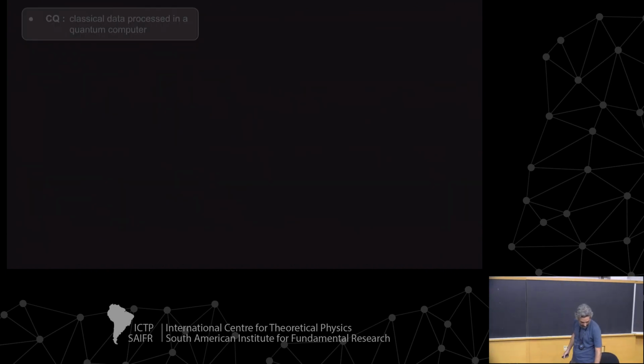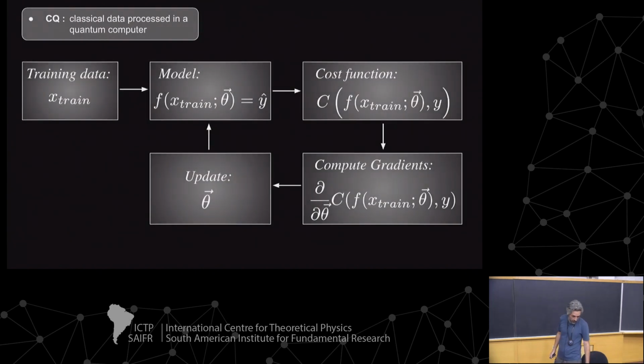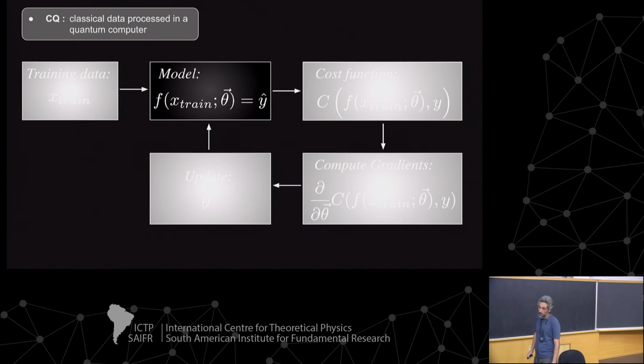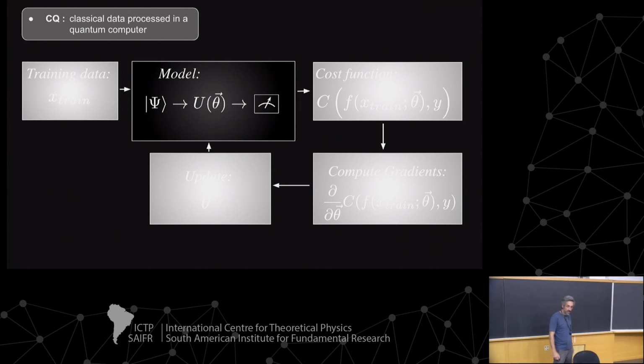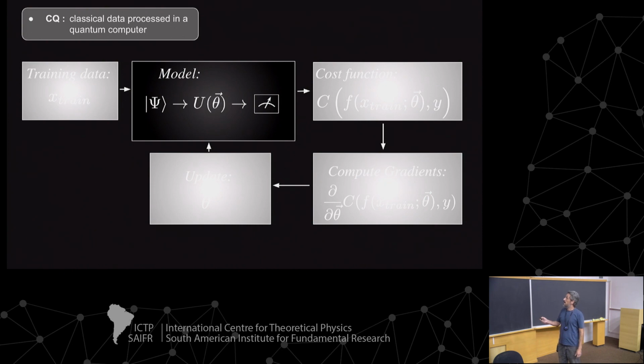So given this, using this classical data processed in a quantum computer, where is the quantum part? Where do we introduce the quantum part in this protocol? The main point is that you change the model. So the model is calculated in a quantum computer. This is the main idea. We change this classical model for a quantum model. Then you need some way to take your classical information and encode it into quantum information. You use some unitary operations parameterized by this theta.